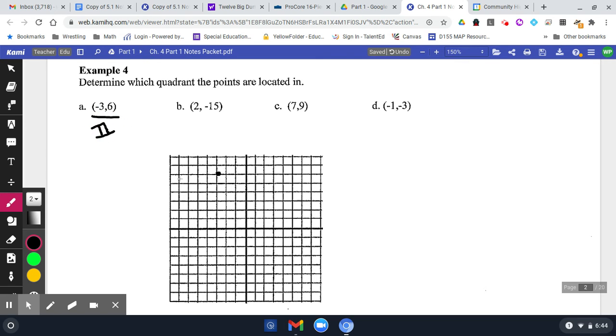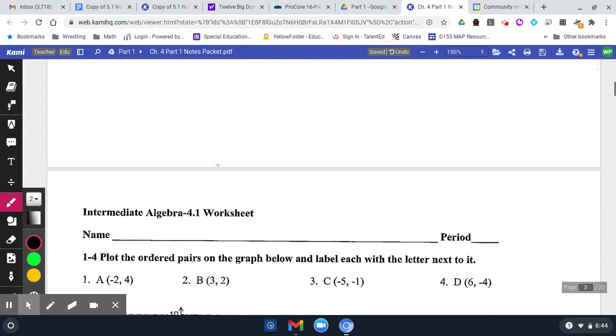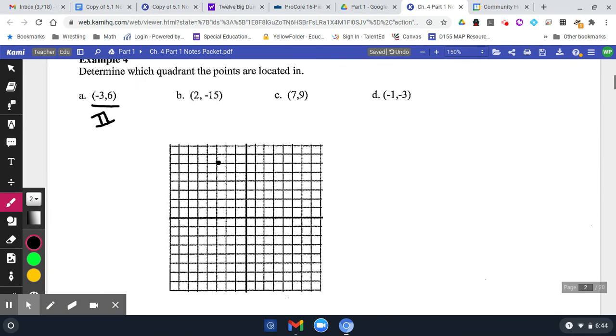And again, if you're not sure which ones they are, you can go back up here and look at the beginning of the notes. All right, and then we have 2, -15. Now this one is not going to end up on the graph, and that's okay. 1, 2, and then -15 is going to be down here. If it goes off the graph, you can just draw it at the bottom of the graph. That's fine. Normally, we won't give you situations like that. And that is going to be in quadrant 4.